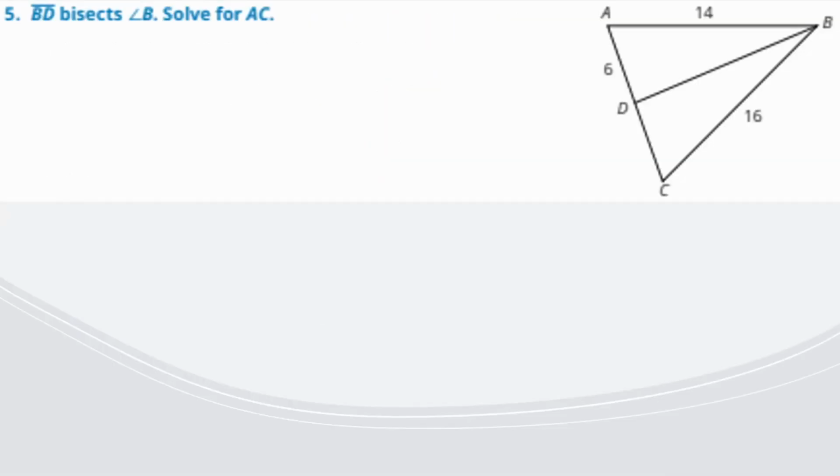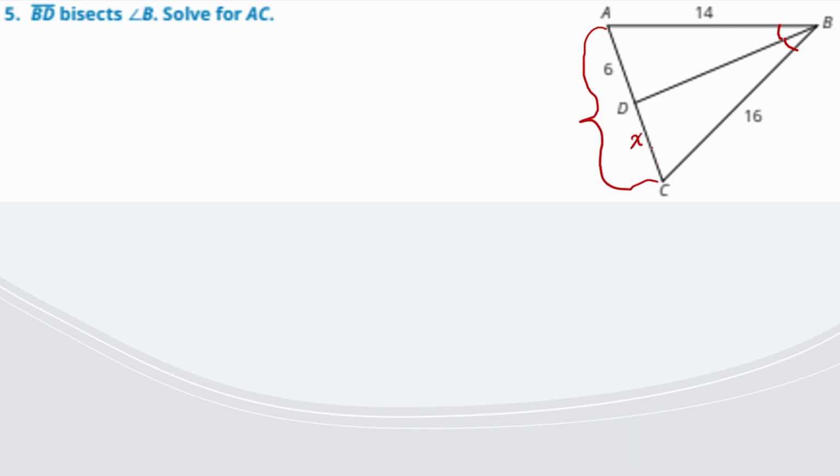Next up, it says segment BD bisects angle B. Solve for AC. So when we say something bisects it, it tells us that we have these two congruent angles here, right? And this is one of our theorems that we learned throughout this module, which says that when we have an angle bisector going across and intersecting the opposite side, the two new portions that are created can create ratios, right? So this is asking us first to solve for AC. In order to do that, we need to find DC.